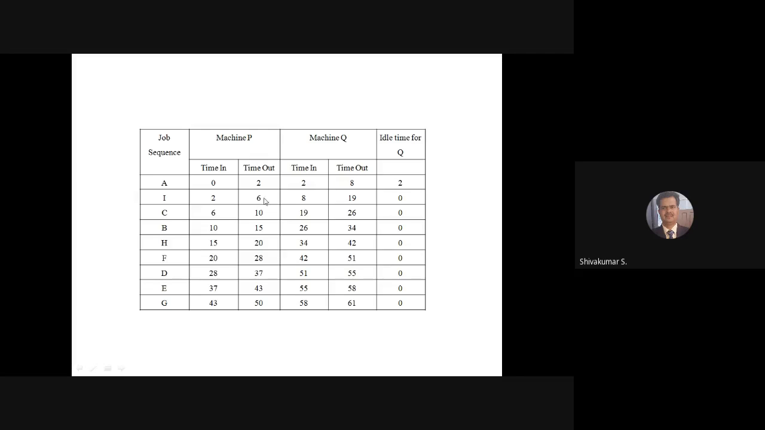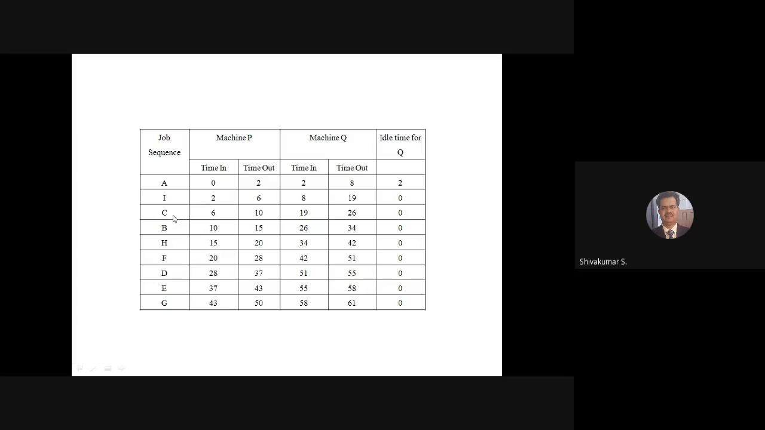What happens here? Machine P, job I was already processed, but machine Q is free only after 8 minutes. So time in 8 minutes for machine Q. It takes 11 minutes to complete job I. So 8 plus 11, 19. Whereas the machine Q is not going to wait here. So 0 idle time, because time out 8, time in 8, 8 minus 8, 0. So you're going to get idle time of 0.